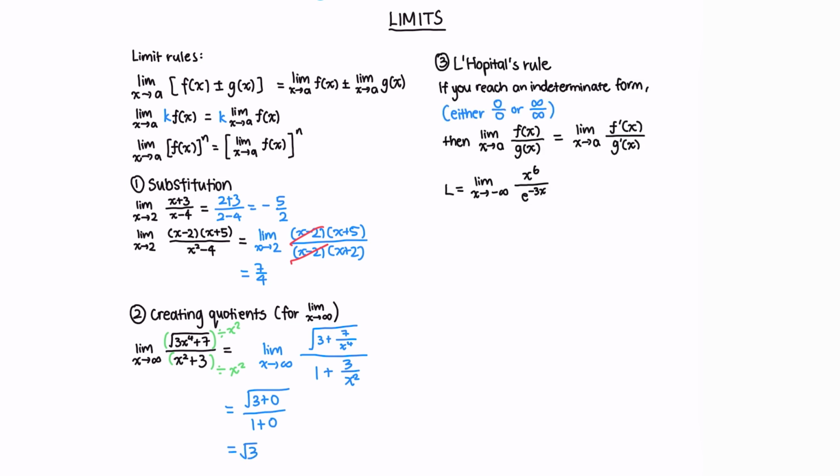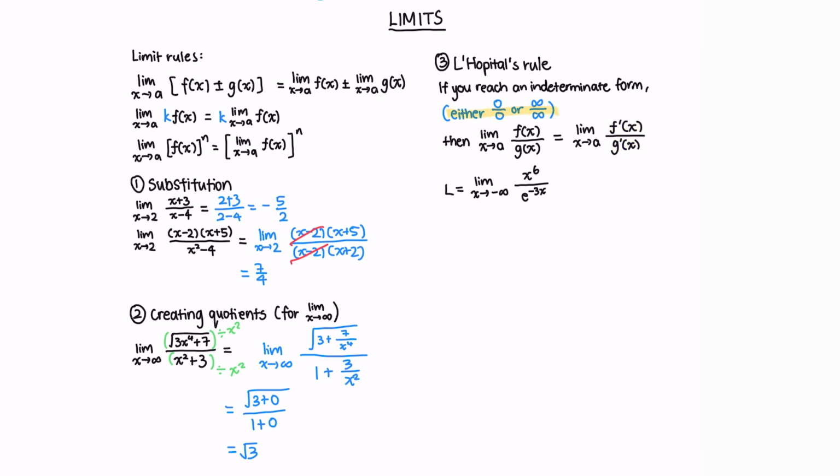The last way that we're going to deal with limits is L'Hopital's rule. Now this rule is very strong. What L'Hopital's rule says is if you reach an indeterminate form, that's 0 over 0 or infinity over infinity, then the limit as x approaches a of f(x) over g(x) is the same as the limit as x approaches a of f prime x over g prime x. In case you're not familiar with this notation, this is just the derivative of f(x) and g(x) respectively. If you're not too familiar with differentiation yet, you can go watch the next video.